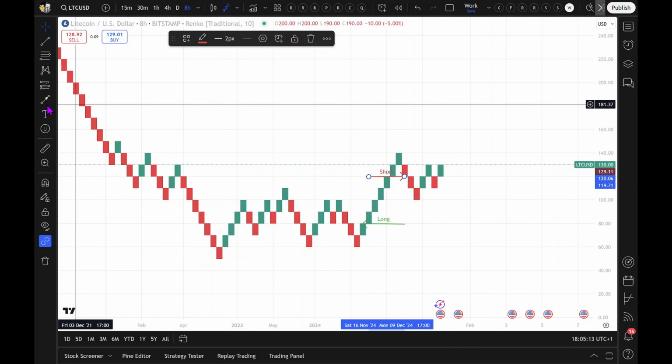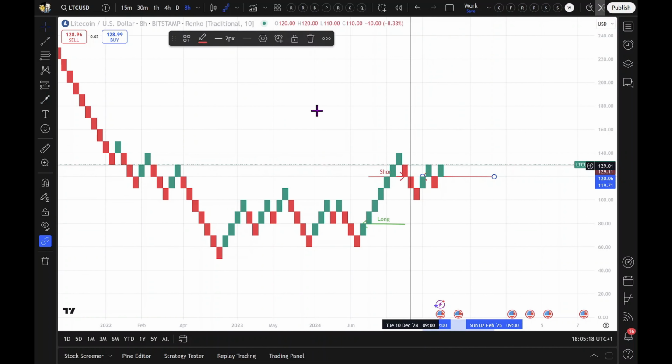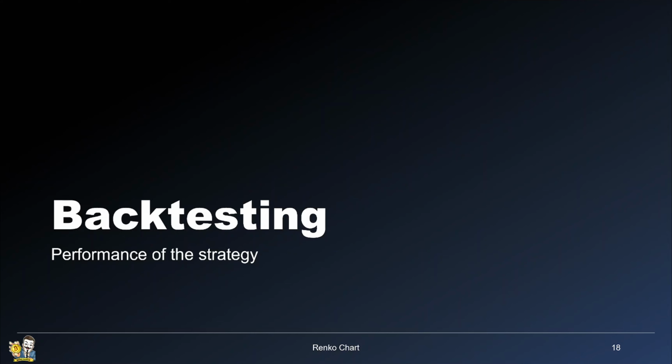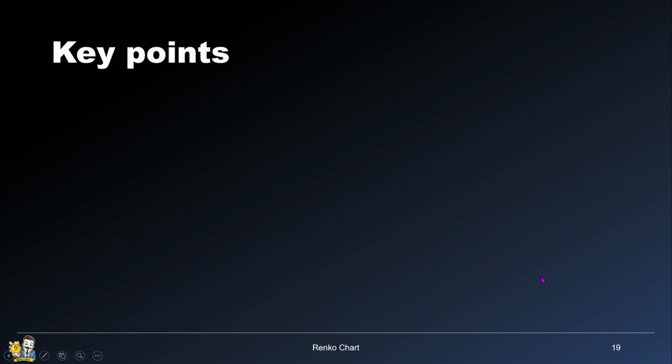At this level, we have a short signal, followed by a long signal here, and so on and so on. We can see that this strategy is very easy, and that the signals are very clear. Let's take a closer look at the strategy's performance with a detailed backtesting. I would like to start with some key points.